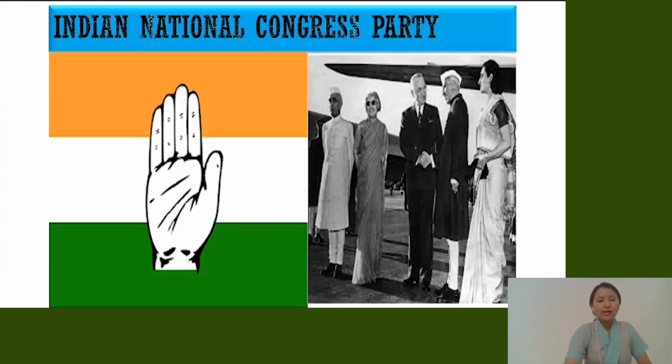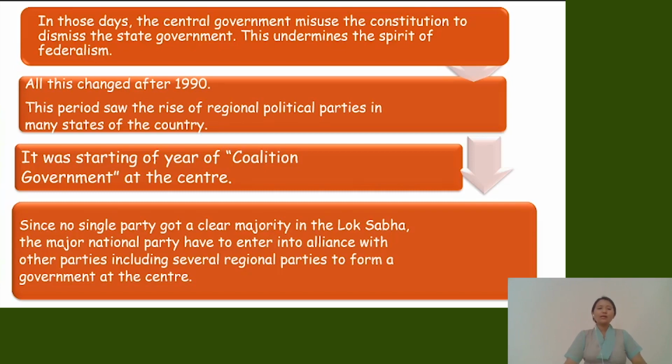Okay. So in those early days, the central government always misused the constitution to dismiss the state government. In order to abolish or destroy the state government, the central government used to misuse the constitution, because in those days the constitution was not really strong. Because of that, this undermined the spirit of federalism. So this destroyed the basic features of federalism, right?